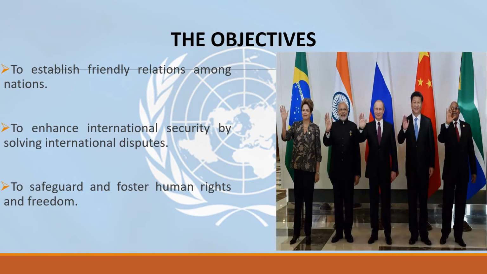To safeguard and foster human rights and freedom. It means to give more importance to the human rights and the freedom of each and every nation. Along with this, the United Nations also aims at enhancing economic cooperation at the international level, which means the United Nations also provides economic help to nations at the international level.